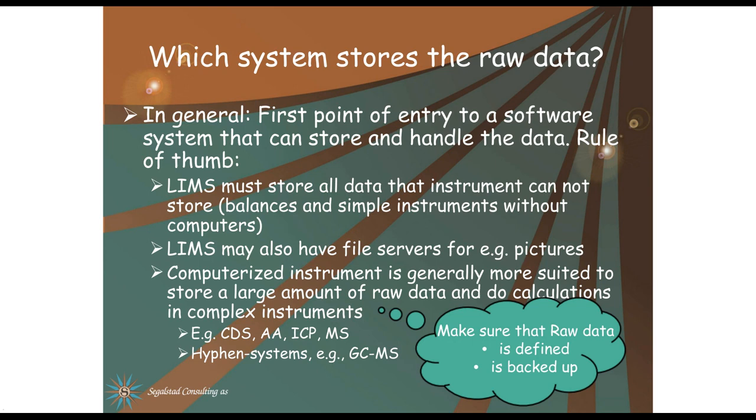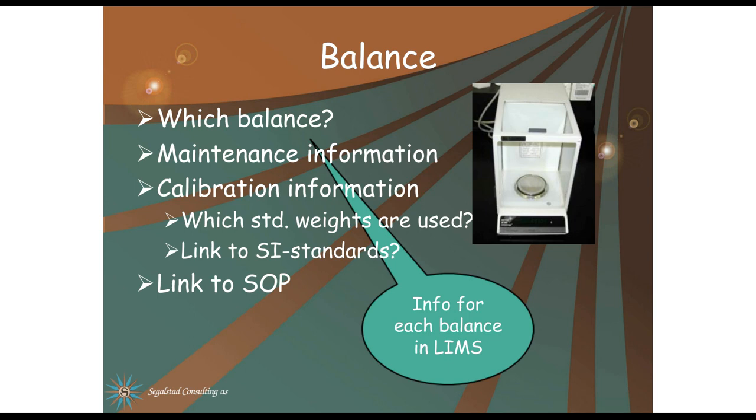A computerized instrument is generally more suited to store a large amount of raw data and to do the calculations for these complex instruments. Examples would be chromatography data system, atomic absorption, ICP, MS, or those hyphenated systems, GC-MS, etc. However, we must make sure that the computerized instruments are downloading their data to a server so that the data is backed up. No solitary instrument shall exist in the lab. Network is alpha and omega if we want to have our data integrity. So hook them up.